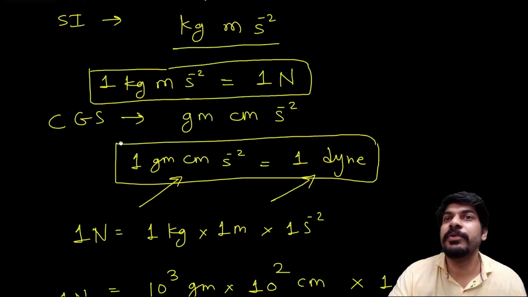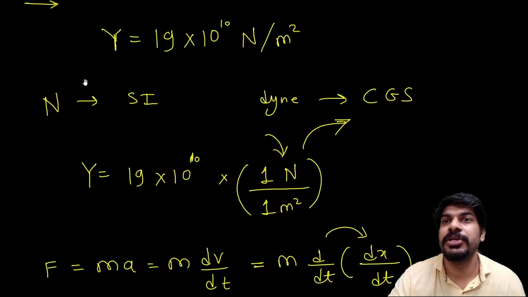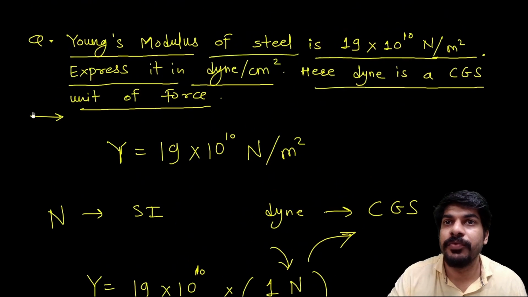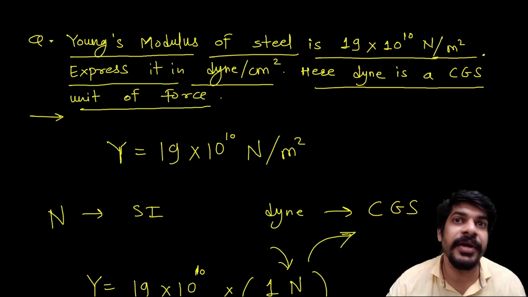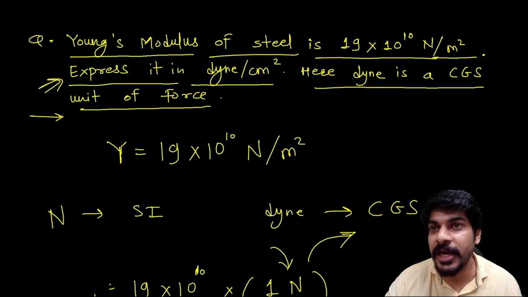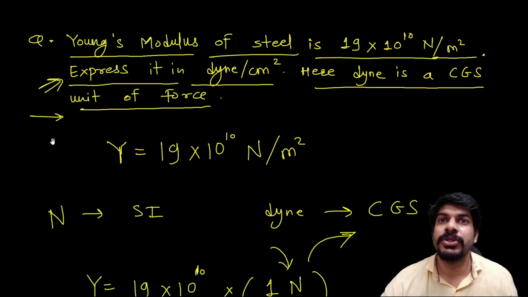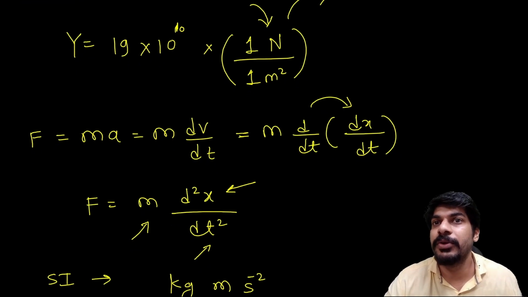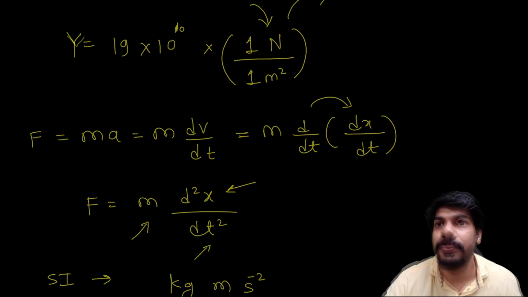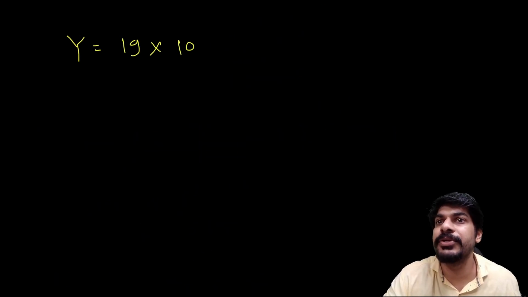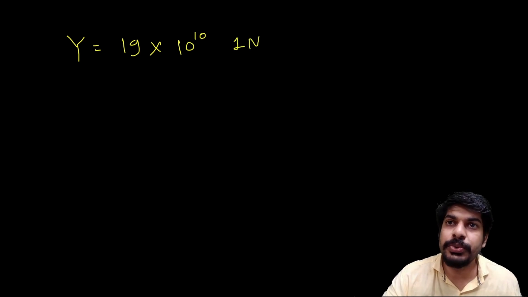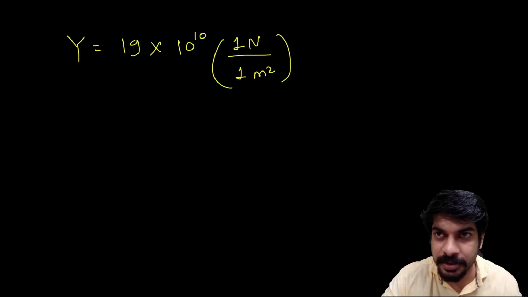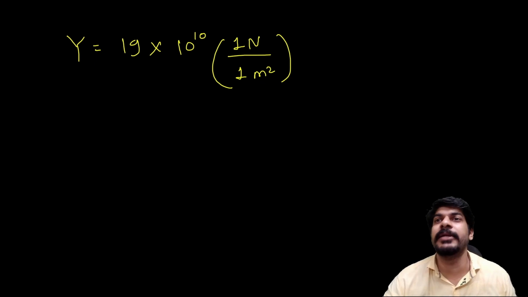Now let's go to our main equation over here. What is the question? Question says that Young's modulus of steel is 19 into 10 raised to 10 Newton per meter squared. You have to express it in dyne per centimeter squared. So let's do this now. We have just found out 1 Newton is equal to 10 raised to 5 dynes, isn't it? So Y is equal to 19 into 10 raised to 10 Newton per meter squared, right? This is the unit.